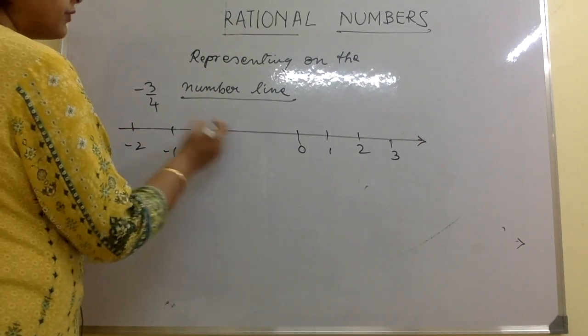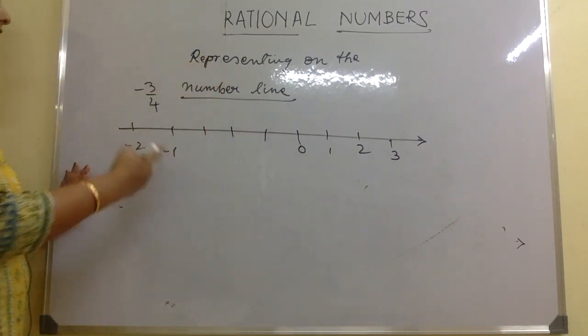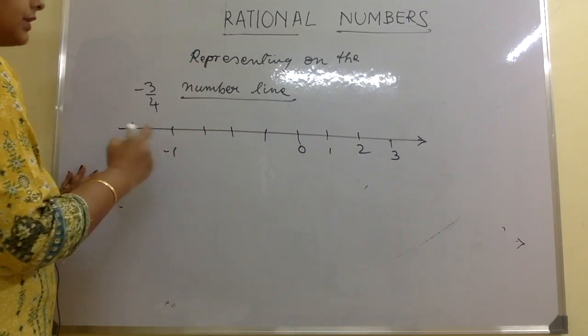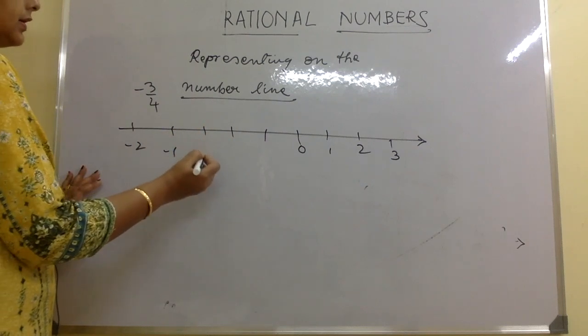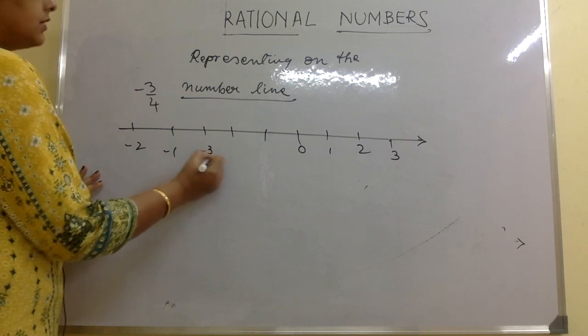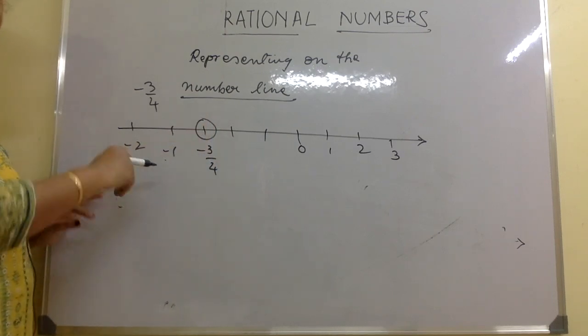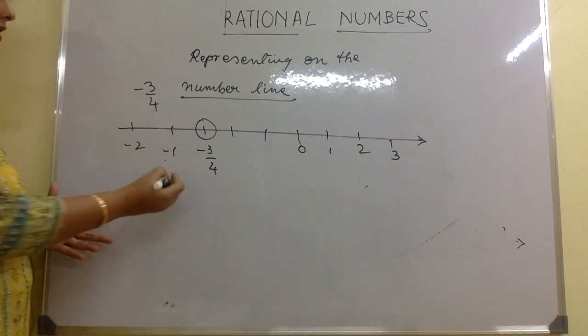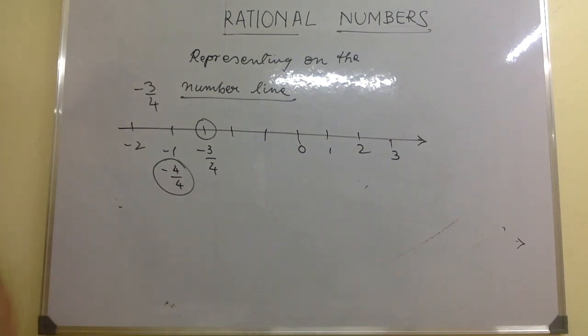And then here 4 parts, so 3 lines. Here 4 parts, so 3 lines. And then minus 3 by 4. So 1, 2, 3, this is minus 3 by 4. Okay, this point. If you want to take this, it is minus 4 by 4. Some people don't understand, I'll just write it here. Minus 4 by 4 is the same as minus 1. You can cancel and see.